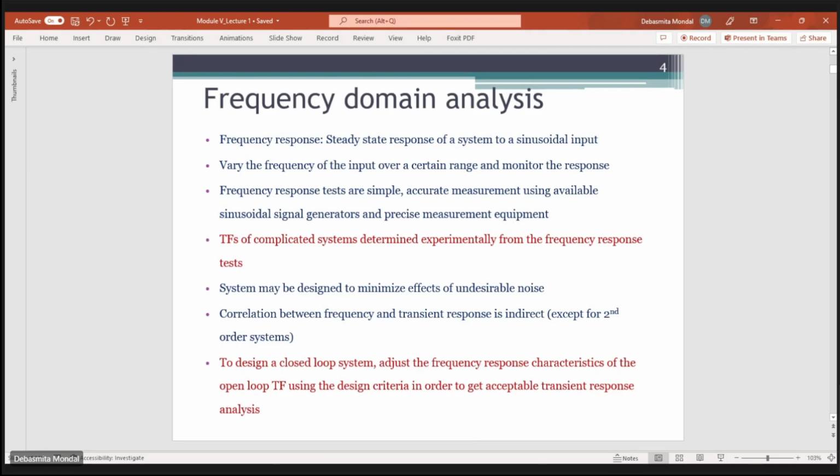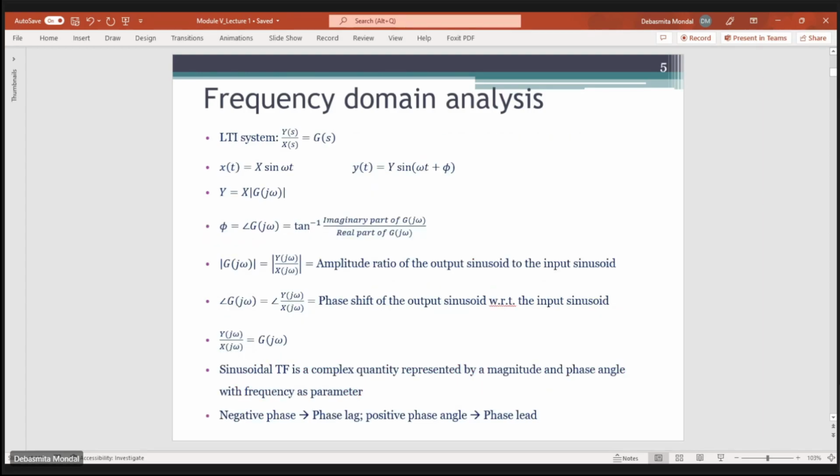In general, the correlation between the frequency response and the transient response is not a direct one. If you have a higher order system, the correlation is indirect, except for second order systems. For second order systems, the correlation between the frequency response specifications and the transient response specifications is quite simple, and we will see later on how those specifications are related to one another.